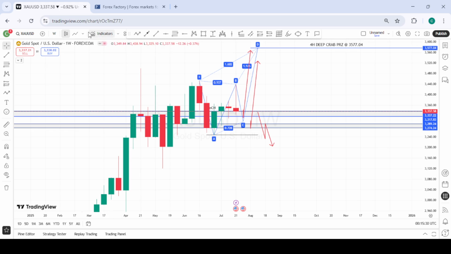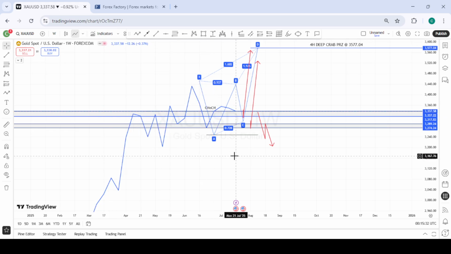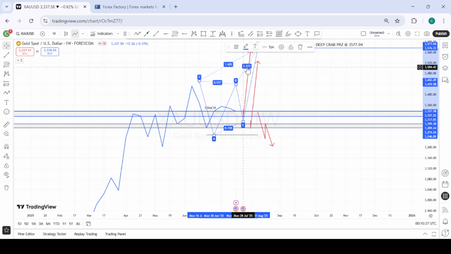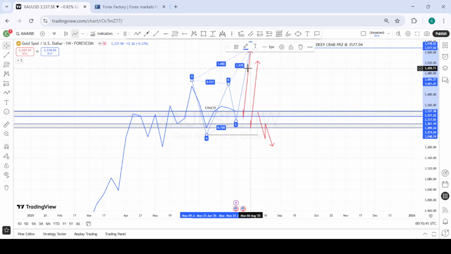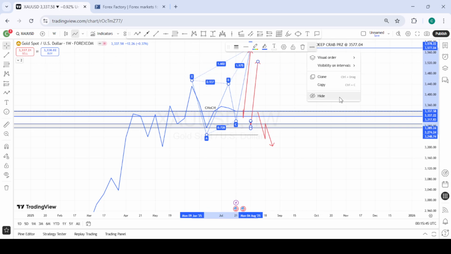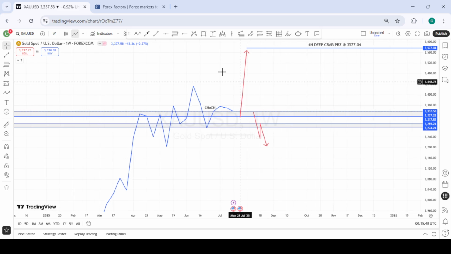gold is shaping up for, let me hide these ones, sorry. Gold is shaping up for a potential head and shoulders. So you can see we have our left shoulder, the head, and the potential right shoulder.